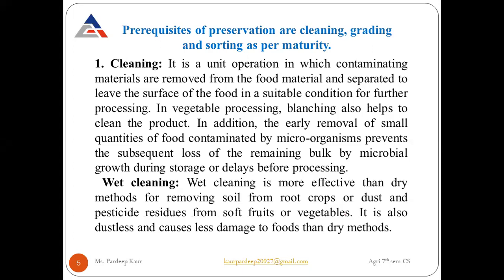Next, cleaning is divided into two categories. First is wet cleaning, second is dry cleaning. The first category is wet cleaning. Wet cleaning is more effective than the dry method for removing soil from root crops, or dust and pesticide residues from soft fruits and vegetables. So wet cleaning is more suitable than dry cleaning because it helps to remove soil from root crops, and dust and pesticide residues from soft fruits and vegetables very easily and very efficiently. It is also dustless and causes less damage to fruits than the dry method. So wet cleaning has one more advantage over the dry method: it causes less damage to food during its dustless cleaning.